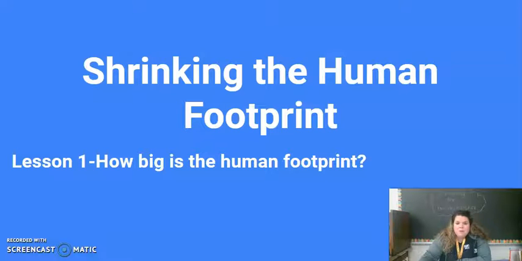Buddy here, and today we're going to begin the project, the unit, Shrinking the Human Footprint. This is the first lesson. How big is the human footprint?